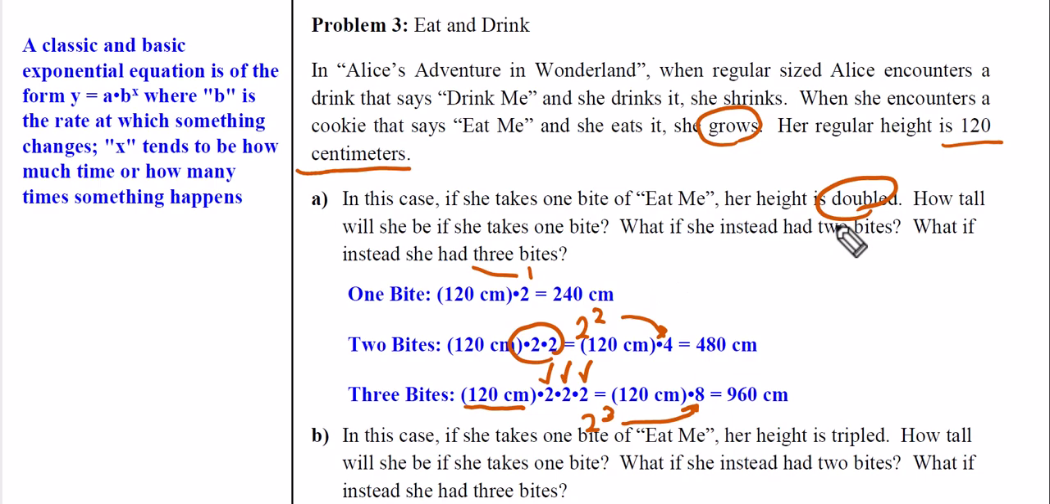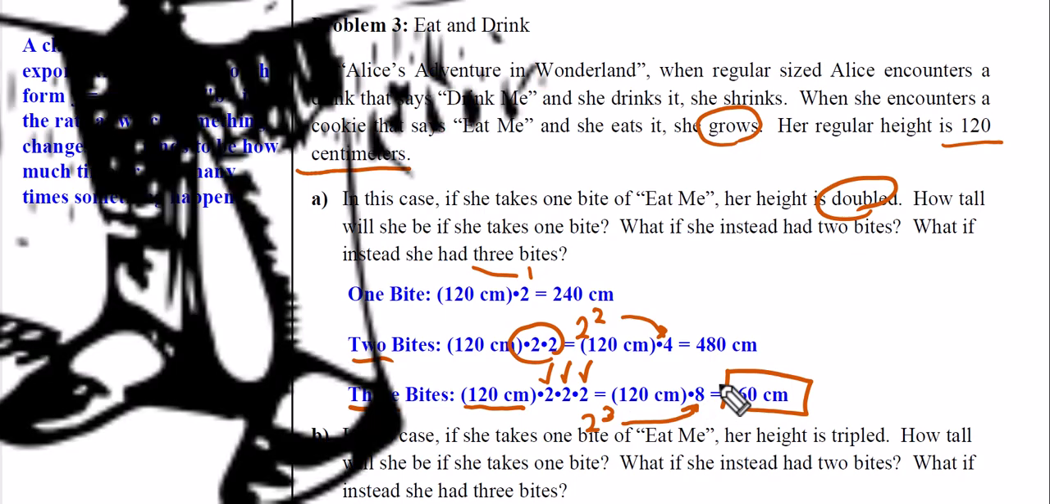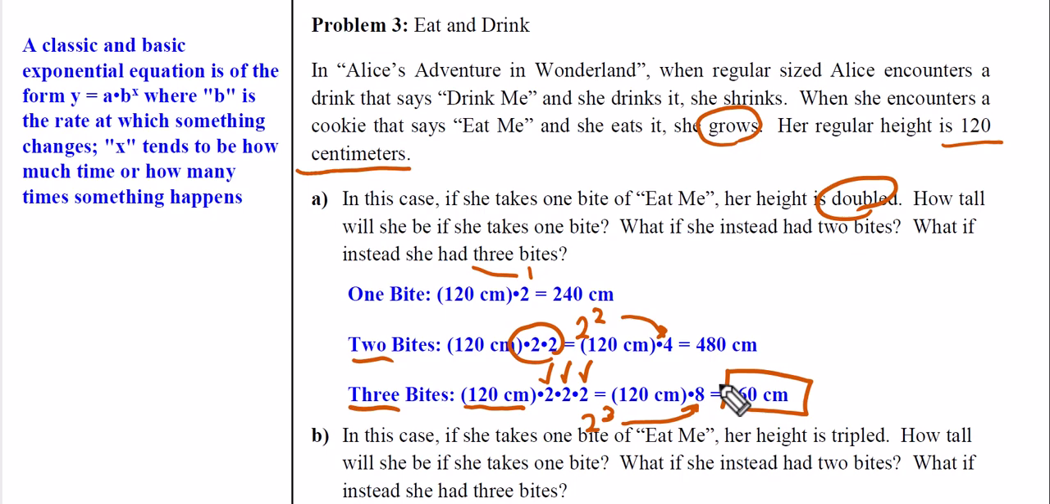So for example, what if she took 20 bites? Well, that's going to be 2 to the 20th power, right? 3 bites, third power. 2 bites, second power. So anywho, we'll come back to that in a bit. That's 120 times 8. That's 960 centimeters. That's quite a bit, all because of 3 little bites.